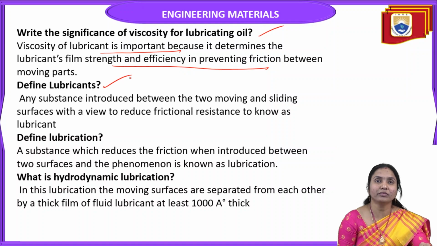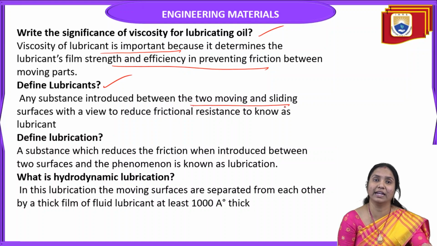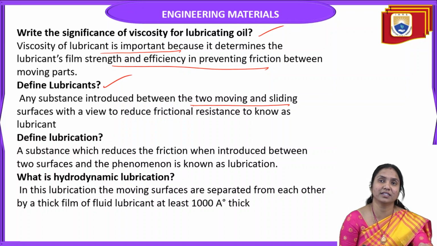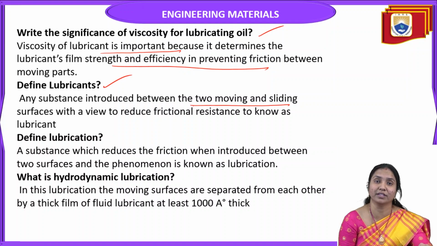And next one is define lubricants. So any substance introduced between two moving and sliding surfaces with a view to reduce frictional resistance is known as a lubricant. So just now we discussed it already. So lubricant is a substance, when we apply it in between two moving surfaces, it avoids the friction. It reduces the friction between two moving surfaces. So that substance is called lubricant.